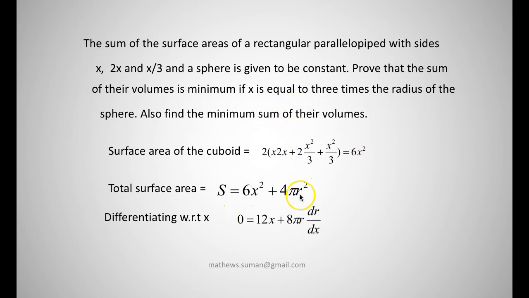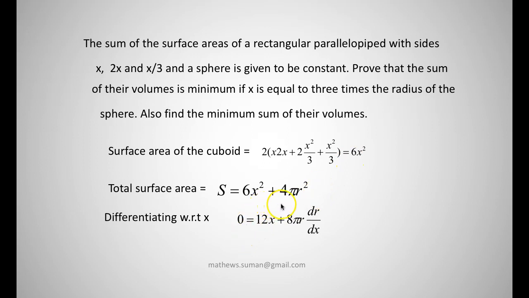Surface area of a sphere is 4 pi r squared, assuming the radius is r. So total surface area, since we have the sum of the surface area of a cuboid and a sphere, is given by 6x squared plus 4 pi r squared.